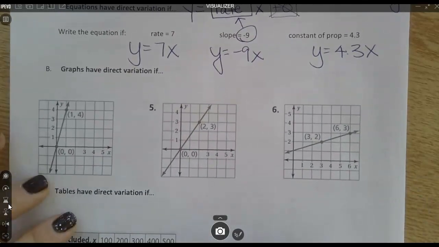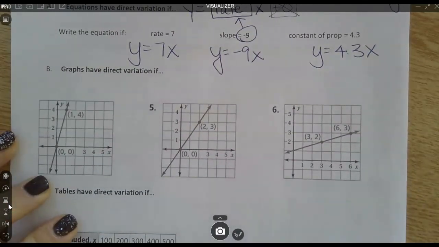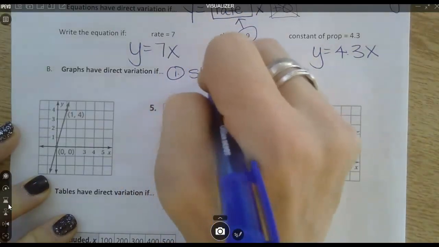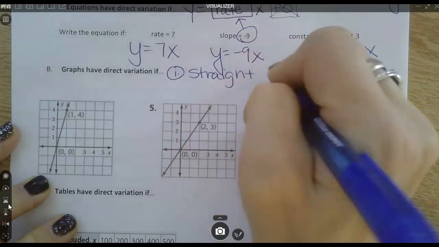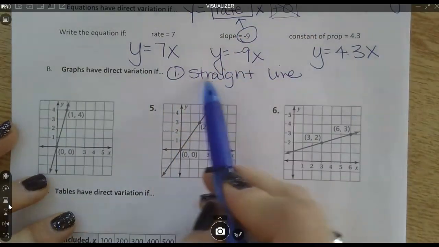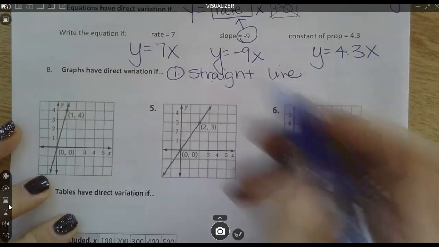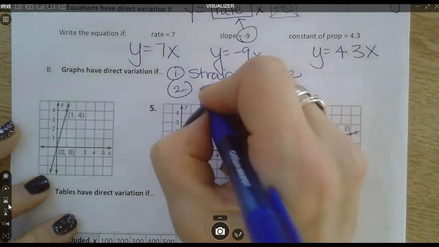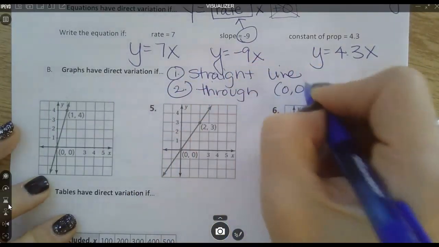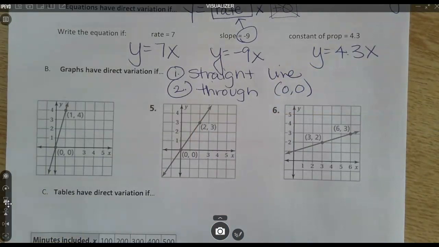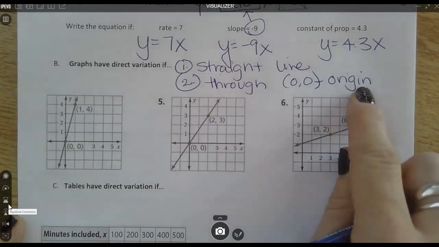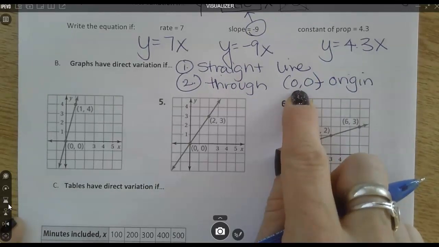Okay, so let's talk about graphs. Well, graphs are direct variation if, and there's two things here. One, they have to be a straight line. We know that's how we tell it has a constant rate. It's going to show up as a straight line when we graph it. And two, it has to go through the point 0, 0. Has to go through the origin. So let's add origin there. Sometimes you'll see origin as part of your question. You got to know that's the point 0, 0.